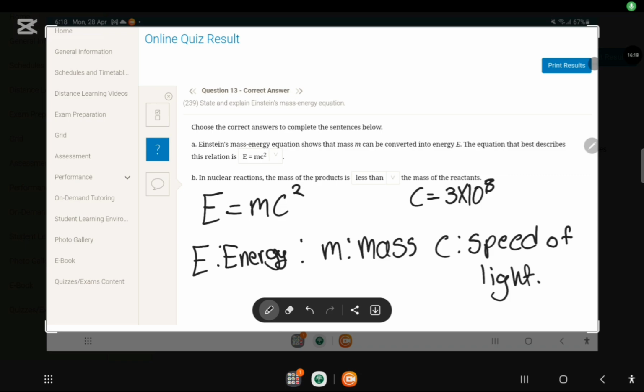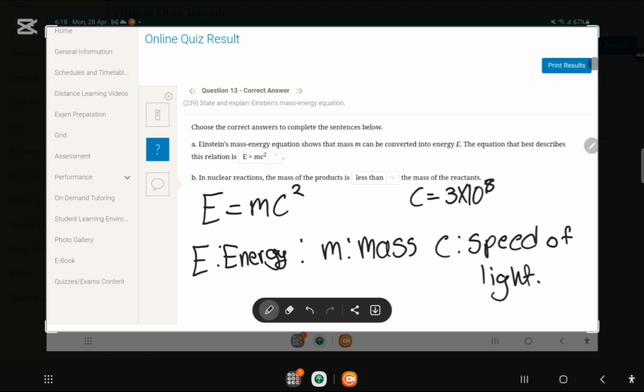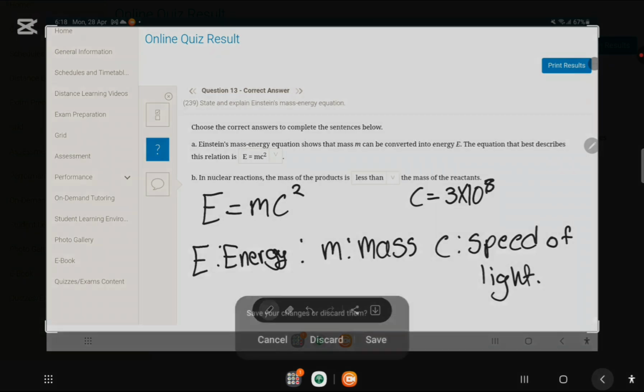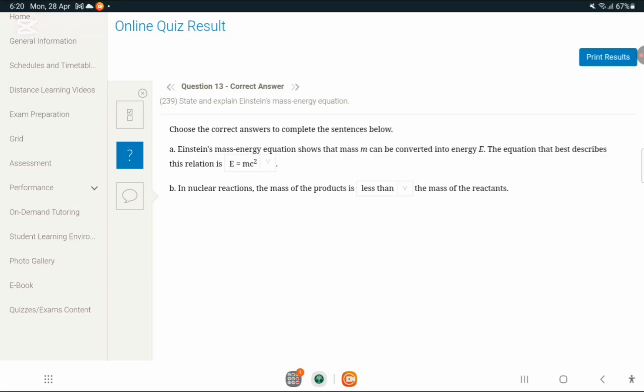As we can see here, E is energy, as I wrote down. M is mass, C is the speed of light, which is equal to 3 times 10 to the power of 8. Okay, if you would like to screenshot it now. Okay, let's go on to the next question. Oh, I didn't read this.